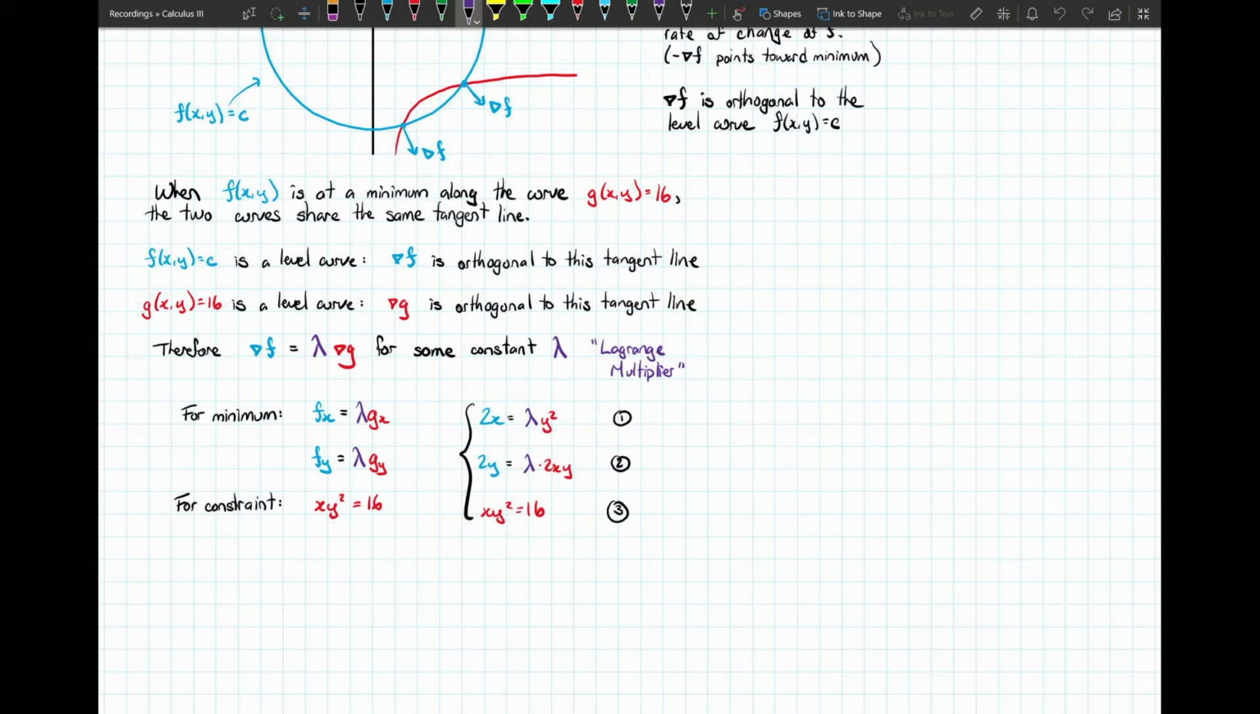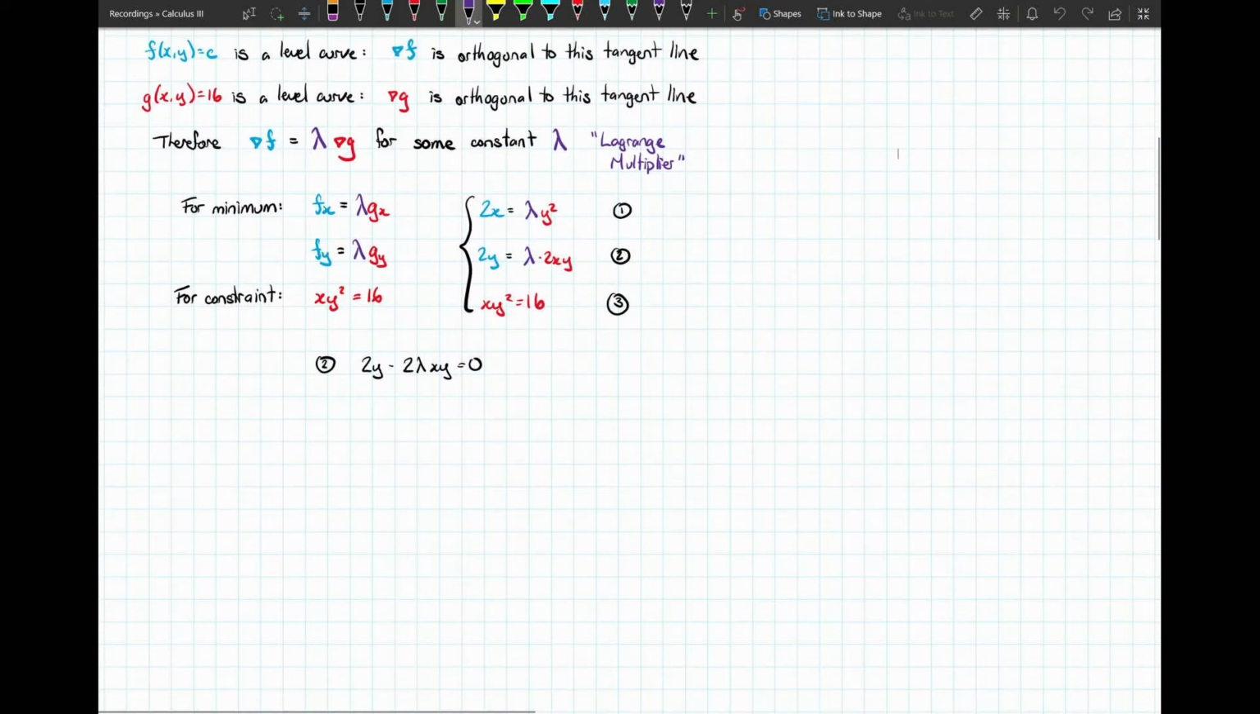Now let's see if we can solve this system. And I would suggest starting off with what might be the easiest one to factor. I'd say probably starting off with equation 2 is the best option here. 2y minus 2 lambda xy equals 0 is something that we can easily factor so that we can use the zero product property. If we factor 2y out of both of those terms, that leaves us with a factor 1 minus lambda x.